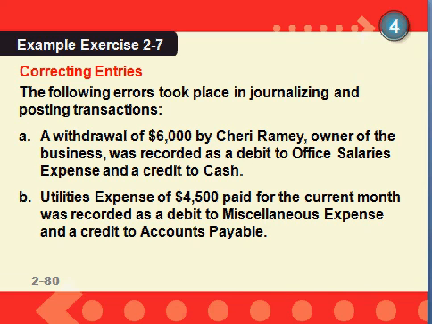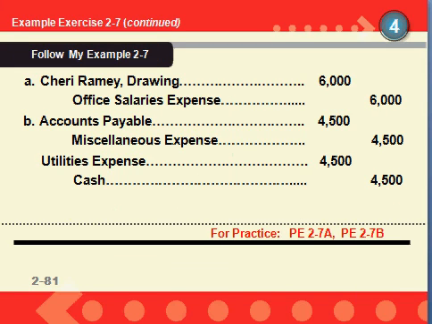So to correct these, the first one we have in the wrong account, so we debit Cherry Rainey drawing for $6,000 and credit office salaries expense $6,000. The second one we have to make two entries because we credited accounts payable and we should have credited cash. So we debit accounts payable, credit miscellaneous expense. Both accounts are wrong. And then we debit the correct expense, utilities expense, and credit cash, $4,500, and that corrects that entry.